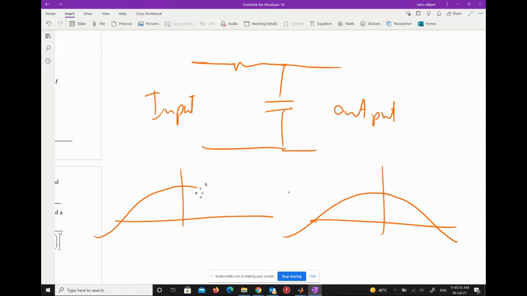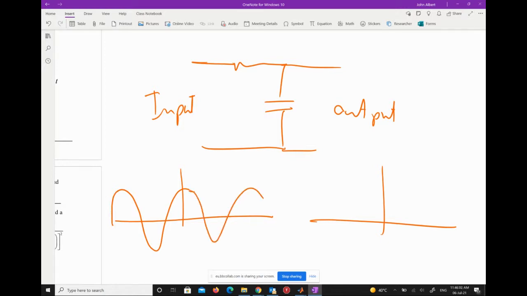Now increase the frequency of the input. What happens to the output? The output will be a copy of it, maybe a shifted version, except that it will be attenuated. You see that the output now will look exactly the same in shape, but attenuated.